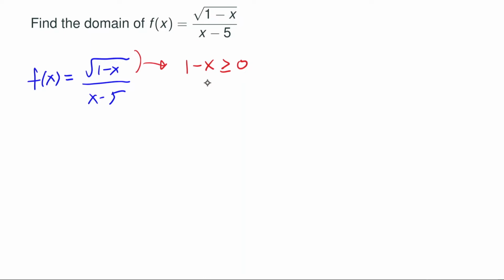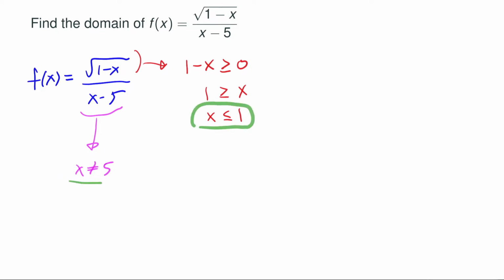We can solve for x by adding x to both sides. Then we get 1 is greater than or equal to x, which we can write as x is less than or equal to 1. So the numerator alone tells us that x must be less than or equal to 1. Then let's look at the denominator. This tells us that x cannot equal 5. You cannot have 0 on the denominator of a fraction. So here it gives us two restrictions: x has to be less than or equal to 1, and x cannot equal 5.